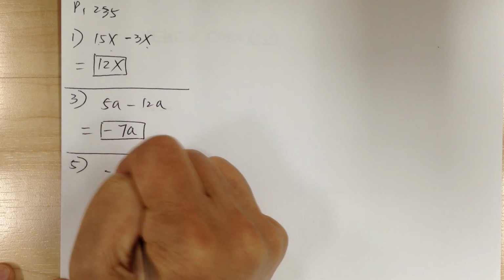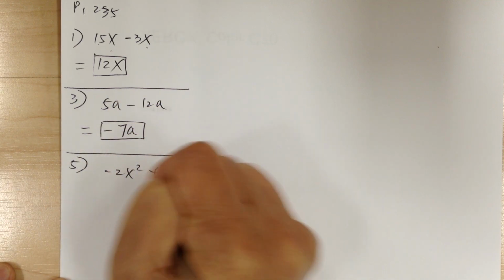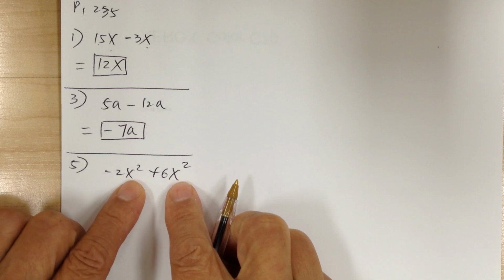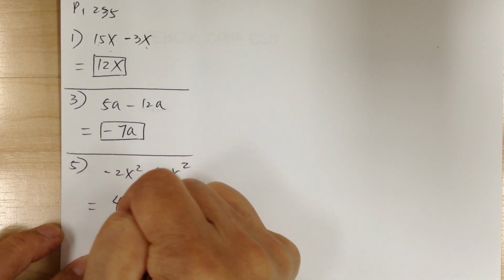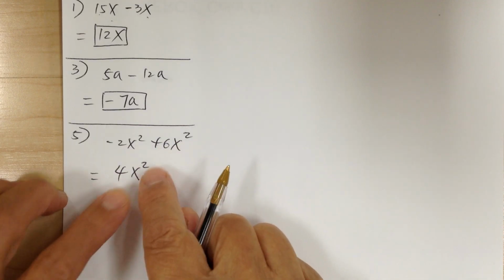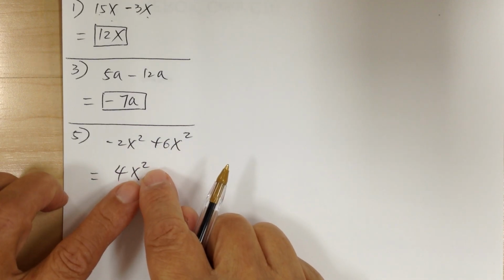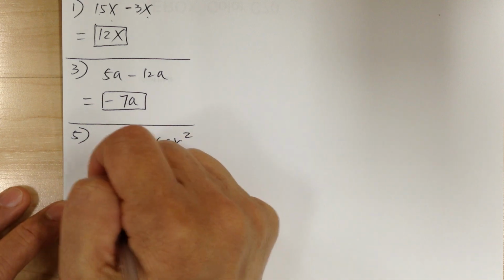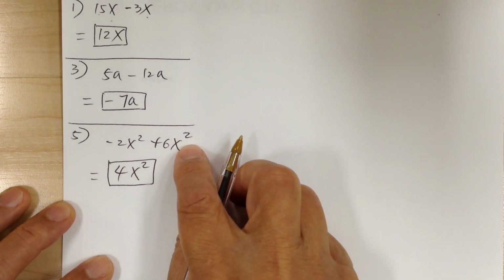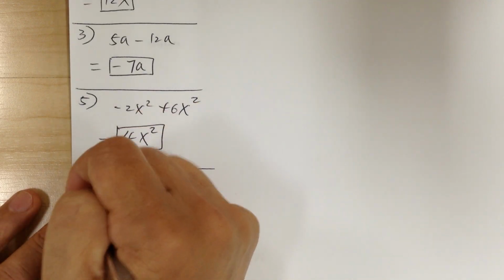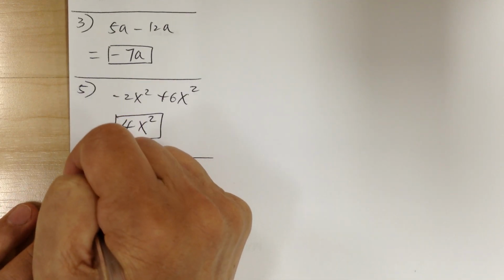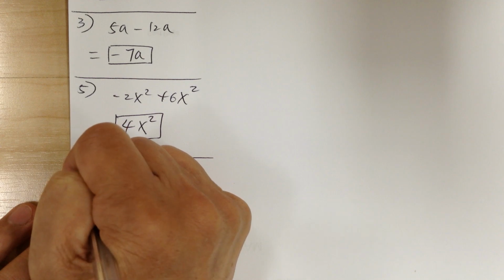Okay, you have negative 2x squared plus 6x squared. They are the same, so they are like terms. Negative 2 plus 6 will give you 4. When you add, do not change the variable. The variable is like your label. So this would be like 6 apples minus 2 apples gives you 4 apples, right? That's how you add or subtract polynomials.